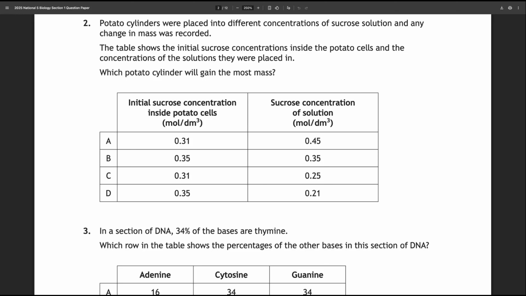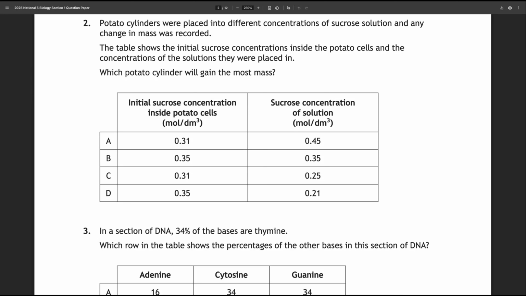Option B, we can see that the sucrose solutions are the same both inside and outside the cell. So therefore, there'll be no net movement of water molecules. For C, we can see that we get 0.31 again inside the cell and 0.25 outside the cell. Now this time we've got 99.69 inside the cell and 99.75 outside the cell. So we actually have a higher concentration outside of the cell this time, and that means that water is going to move from the higher outside to the lower concentration inside.